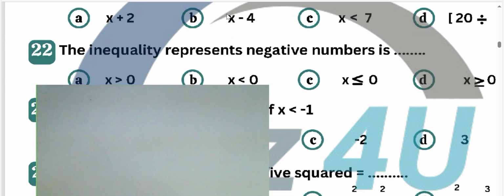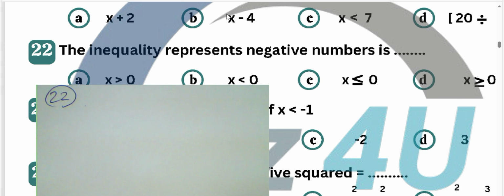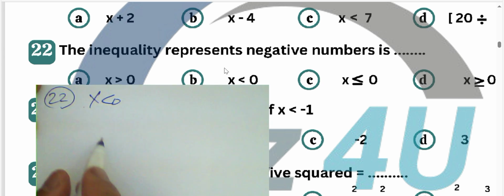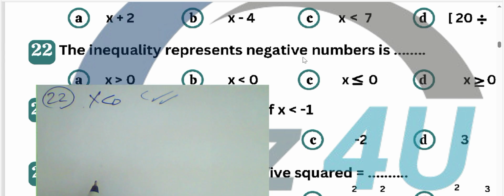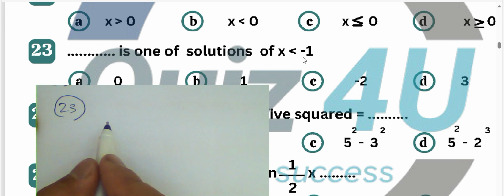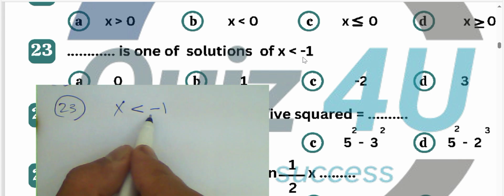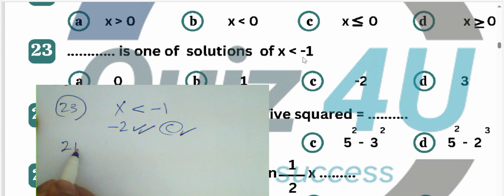Next question, number 22. Okay, the inequality that represents negative numbers here will be x less than 0. x less than 0, it's negative. Choose letter C. It's negative, okay? Next question, number 23. Which number is one of the solutions of x less than negative 1? Which number is less than negative 1? It will be negative 2. Choose letter C for question 23.